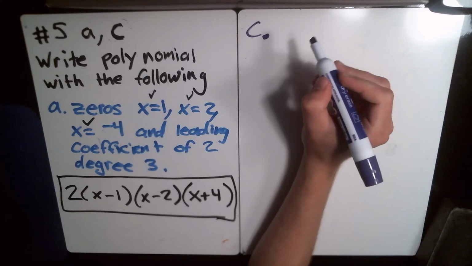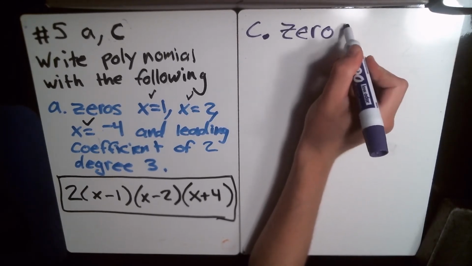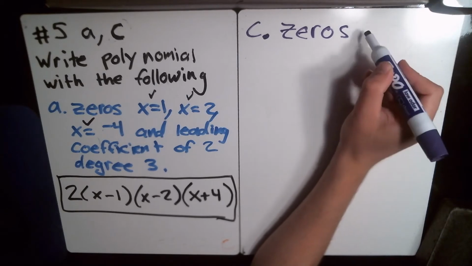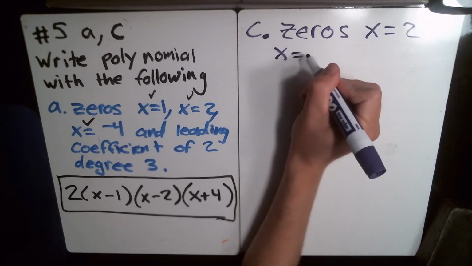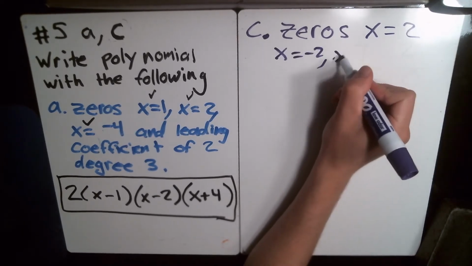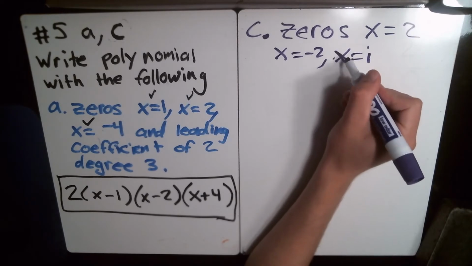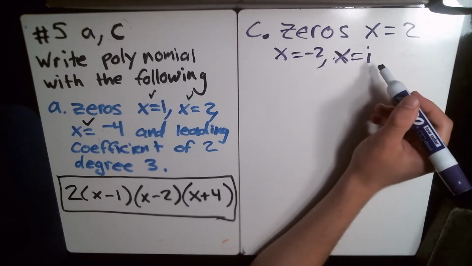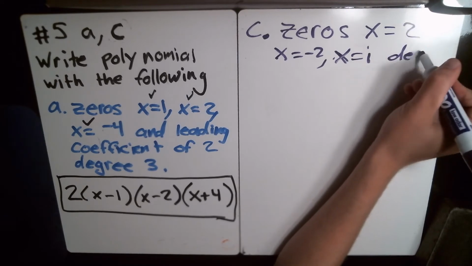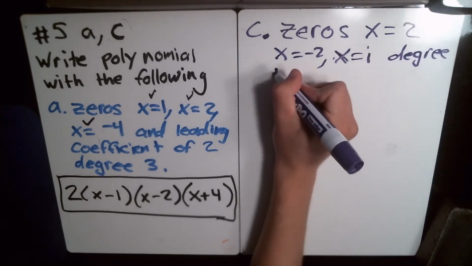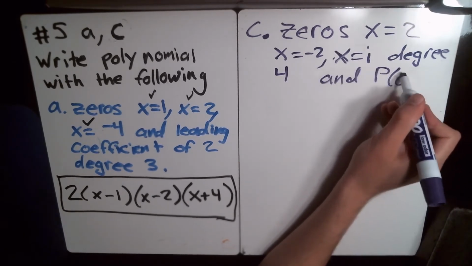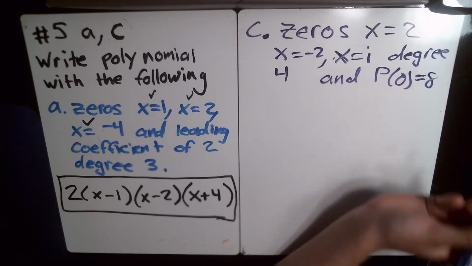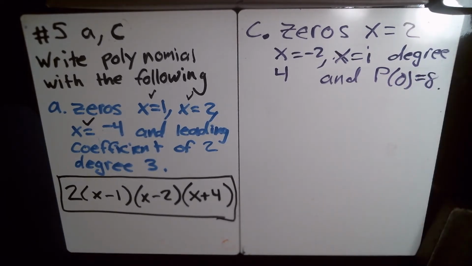So we've got zeros x equals 2, x equals negative 2, x equals i, degree 4, and p of 0 is 8. Okay, so we're looking for a polynomial with all of these things.